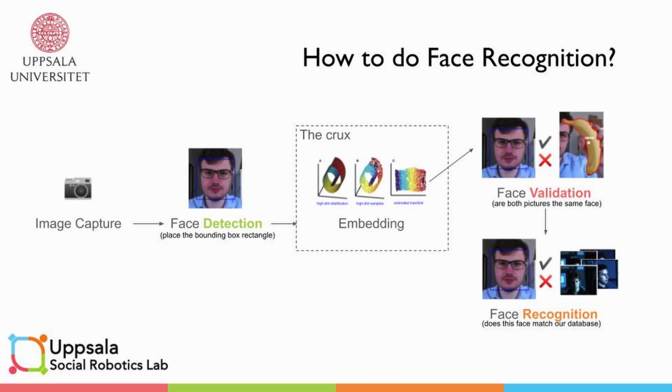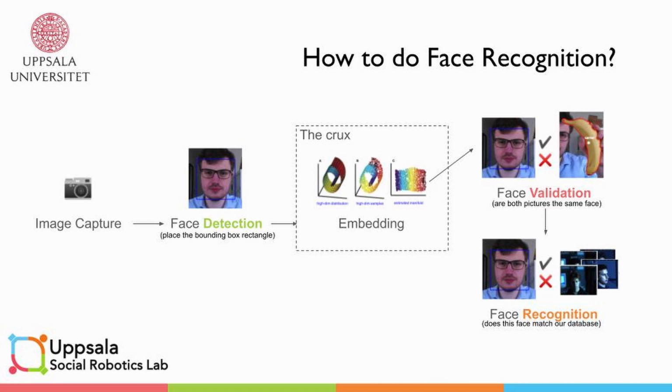And then once I can do that, I can very easily do face recognition as well. I simply take my database of all the pictures of people that I know about and do face validation with the new picture and every single picture in my database. And if I happen to find a picture in my database that is close to the picture that I'm given, then I know that the picture that I'm given shows that particular person from my database.